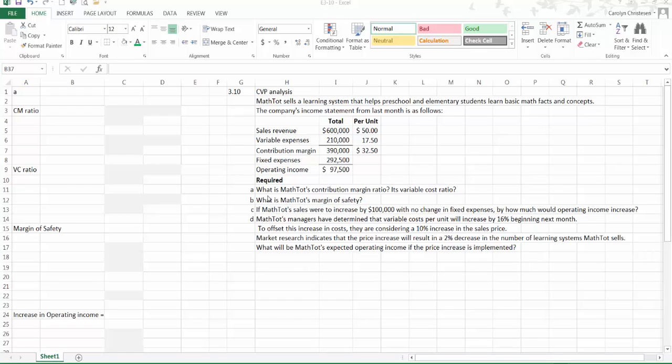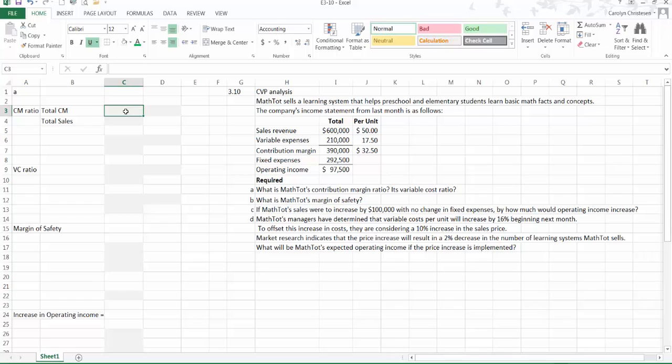And the first thing they want us to do is to find MathTot's contribution margin ratio and its variable cost ratio. Okay, so we want to remember, and we're going to write down the formulas because the more we write them, the better we'll remember them. Our formula for contribution margin ratio, we have two choices. We could either take our total contribution margin, which is given to us here, and divide it by our total sales.